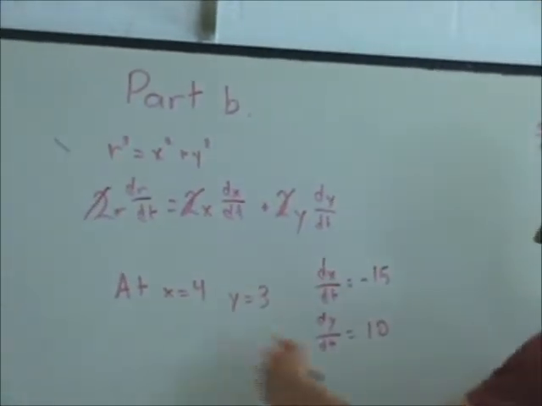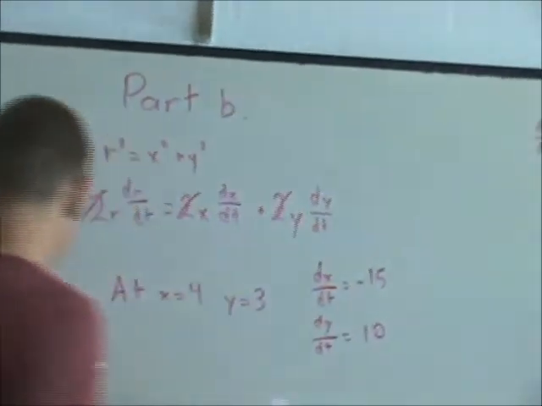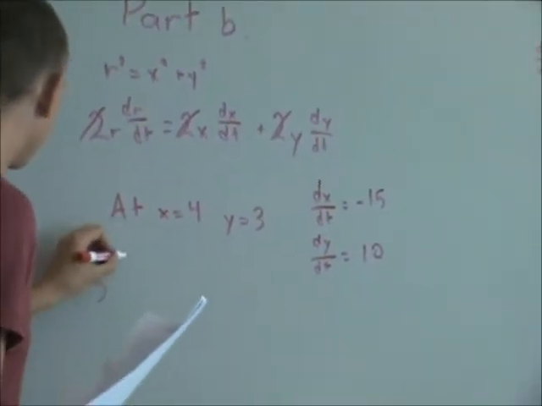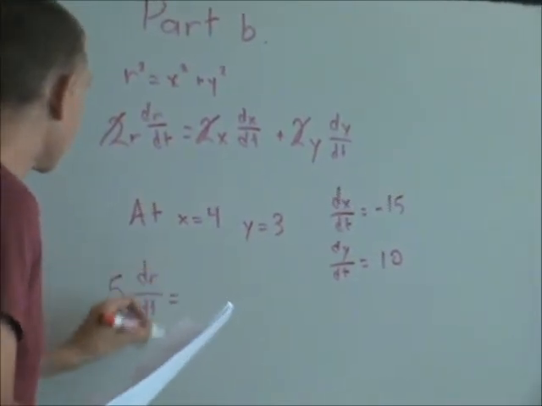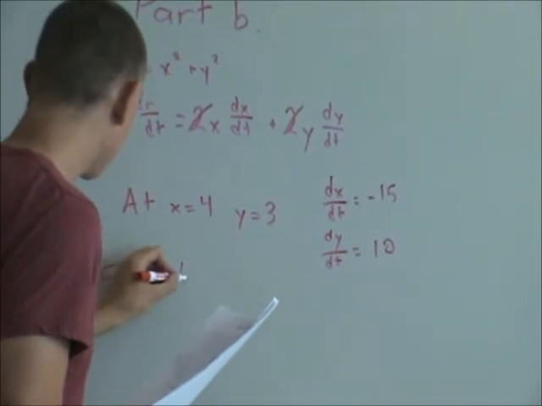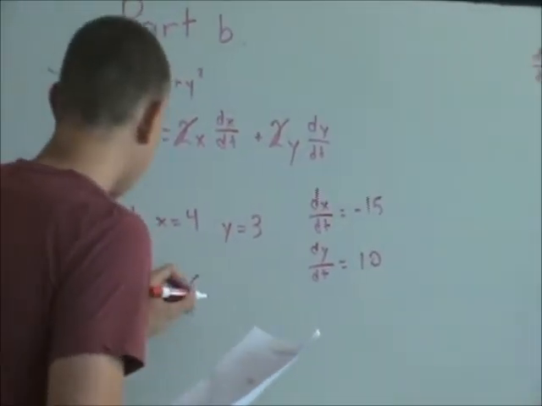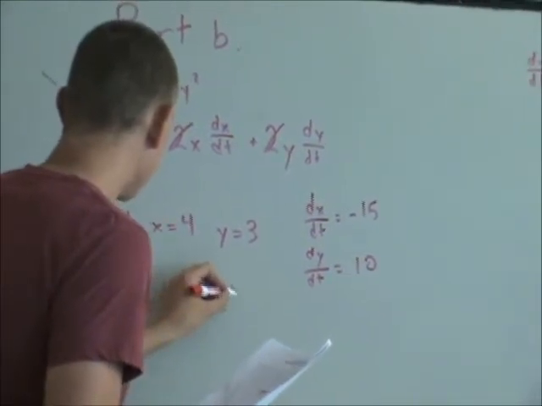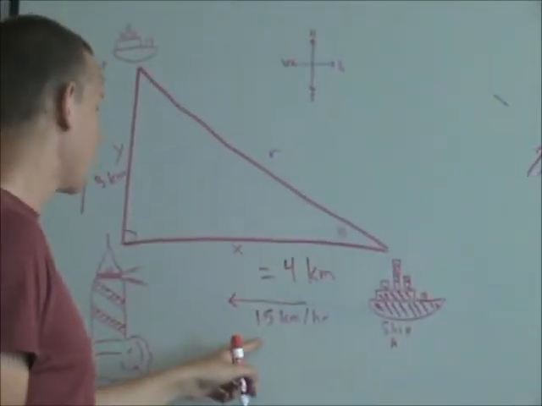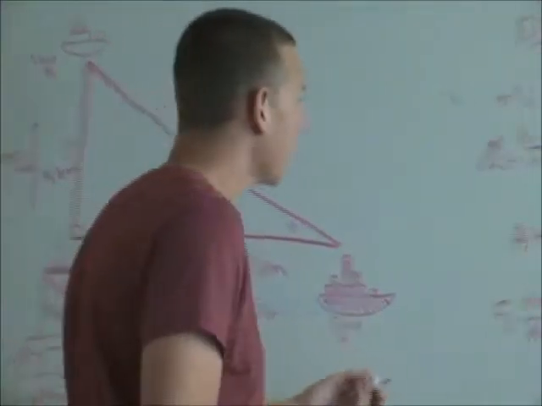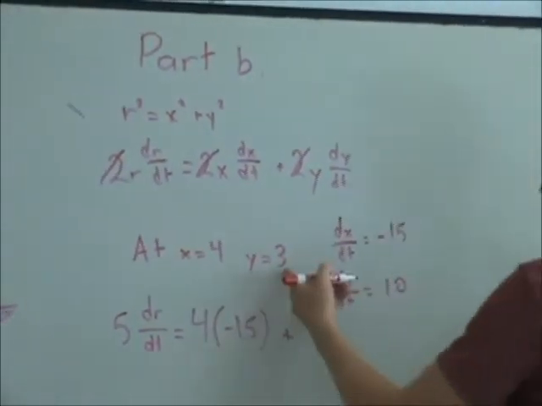All we're going to do is take our values and plug them in. So for r, we got 5. So we end up with 5 dr over dt, because that's what we're trying to find. We set that equal to x, which is 4, times dx over dt, which is going to be negative 15 because the ship is moving towards the lighthouse. It says 15 kilometers per hour, which is how fast it's moving, but because of its direction, we make it negative. So we have that plus y dy over dt, so we get 3 and 10.